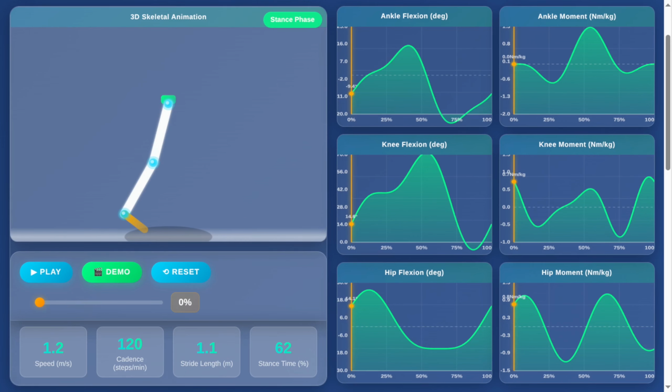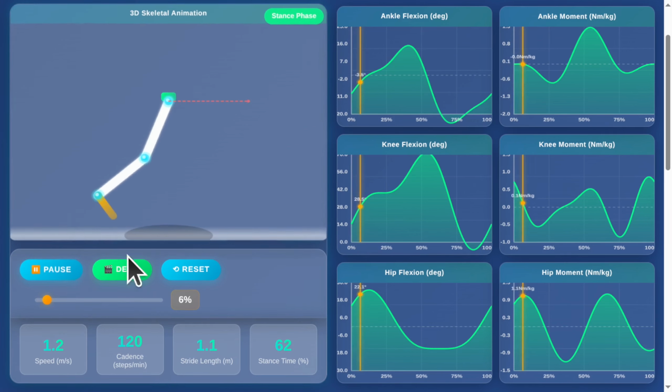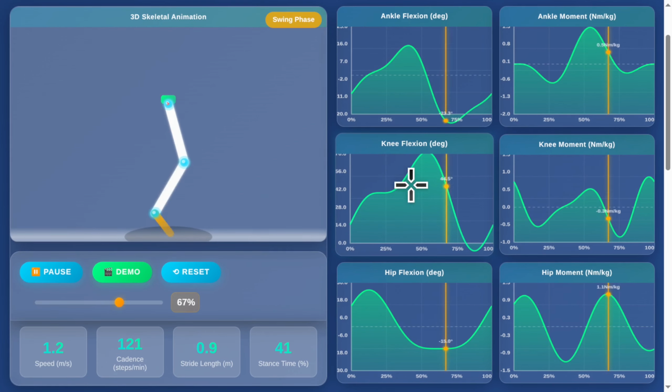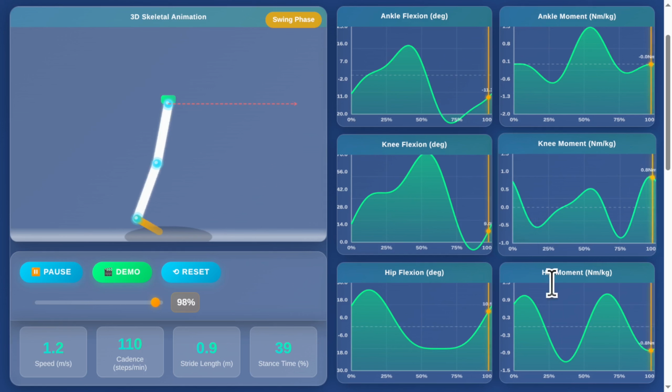Okay, so can you link what we previously discussed to what you currently see on the screen? I can also play the video so you can see what's going on.